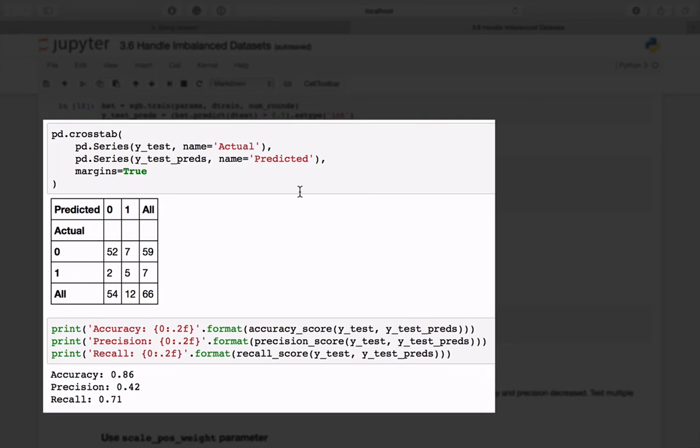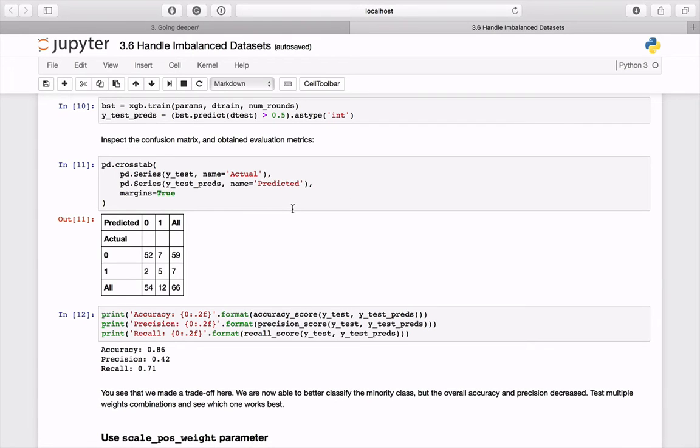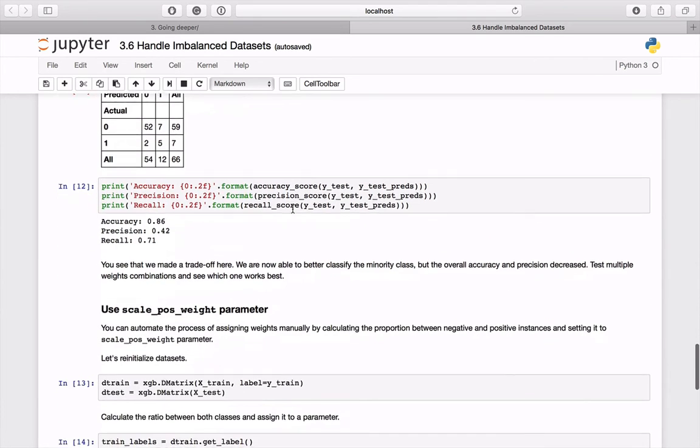But the trade-off is made by having worse performance with the majority class. You see that the overall accuracy dropped by 8%, precision by 58%, but the recall score is 28% greater. You should experiment several times, setting different weights for samples and analyze the obtained results, or use the scale pos weight argument to automate the process.